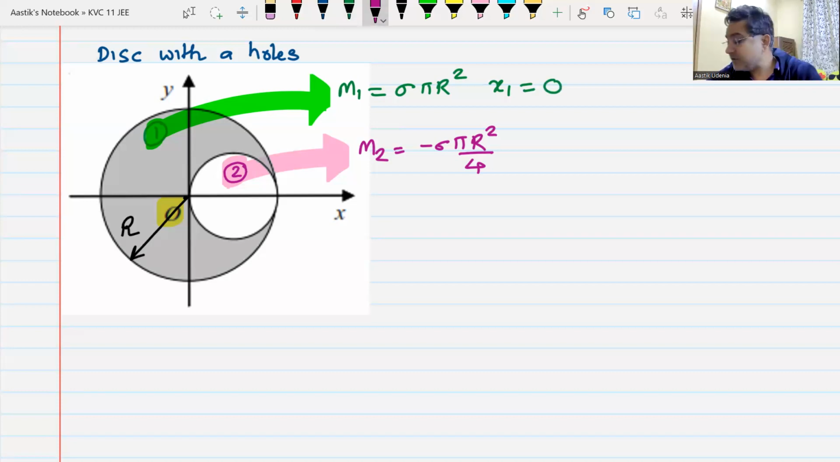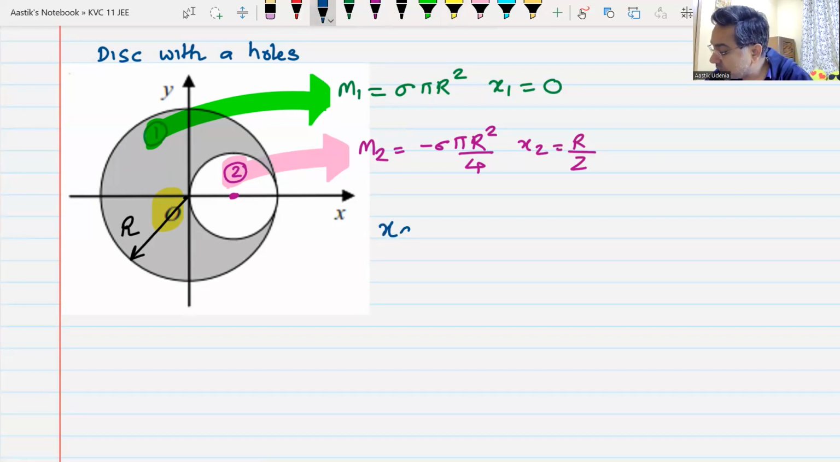Now we jump to x2, the center of mass of this body. Remember, where is my origin? My origin is here. What is the position of the center of mass x2 of body 2 with respect to the origin O? R by 2. Total distance is R. It is the center of this. R by 2. Now I am going to put the values in the final formula.